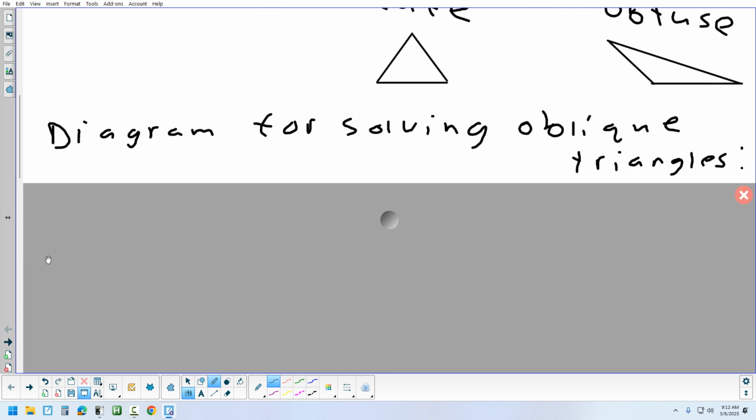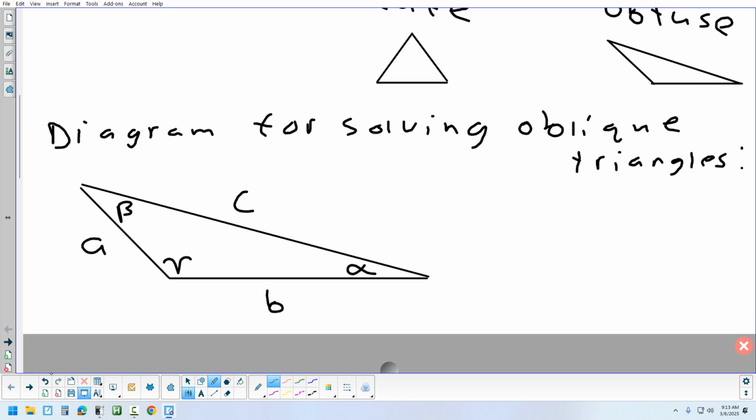Okay, so we've got a diagram that we use for solving triangles. How do we normally label the sides? What are the variables we use? Yep, A, B, C. We're going to use those same variables again. What do we name the angle that's across from A? Alpha. How about the angle across from B? Beta. And the angle across from C was always the right angle, so we didn't have to give it a name. Well, now the angle across from C is not a right angle, so we need to give it a name, and that is the Greek letter gamma.